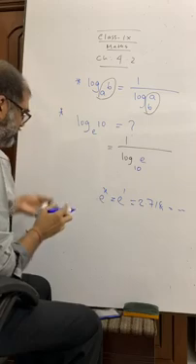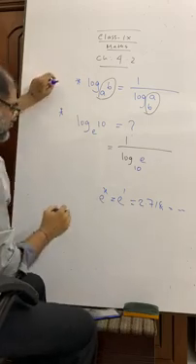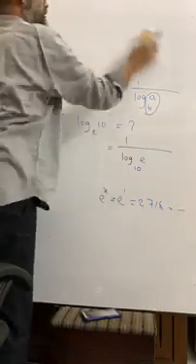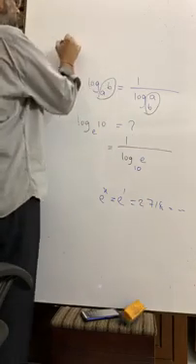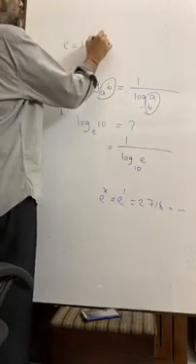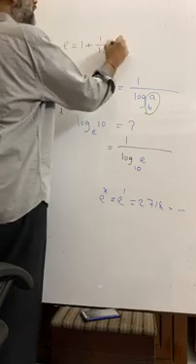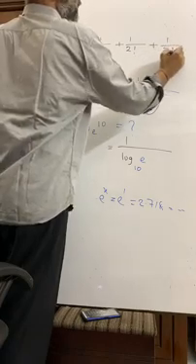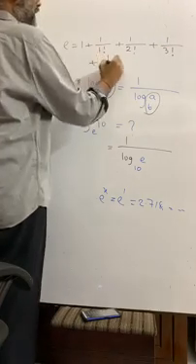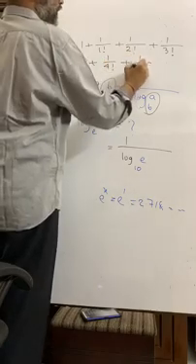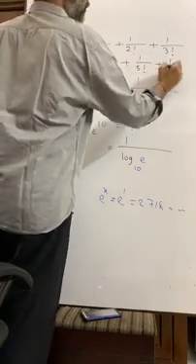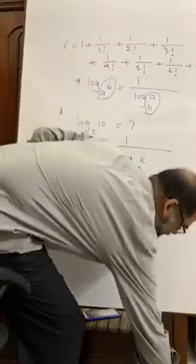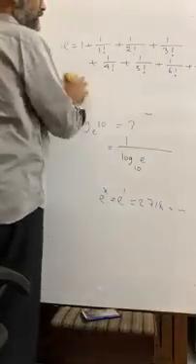What is E? Write down, what is E? E is 1 plus 1 by 1 factorial, 1 by 2 factorial, 1 by 3 factorial, 1 by 4 factorial, 1 by 5 factorial, 1 by 6 factorial, like this. This is E. Okay?